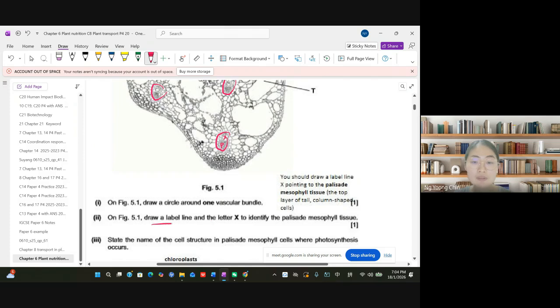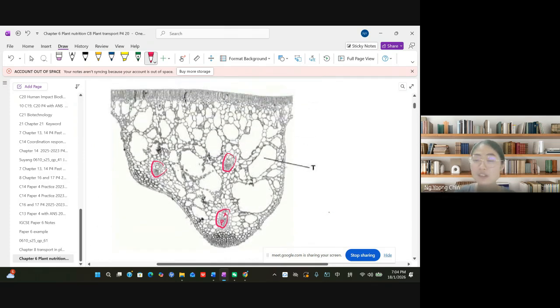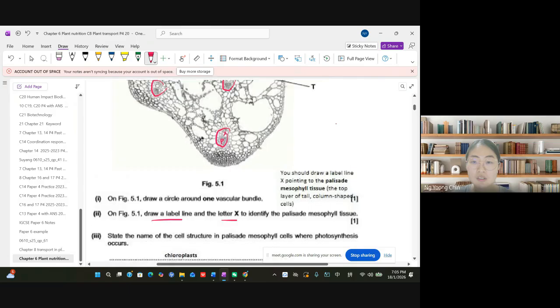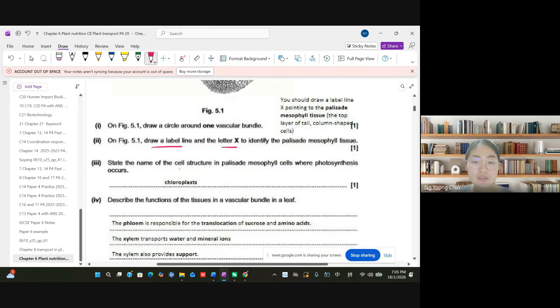So draw a label line, okay, and the letter X. You can draw like this, okay? Just use your ruler to draw a line around here. Okay, so here is a palisade mesophyll cell or mesophyll tissue. And then state the name of the cell structures in the palisade mesophyll cell. So inside the palisade mesophyll cell, it consists of a lot of chloroplasts.